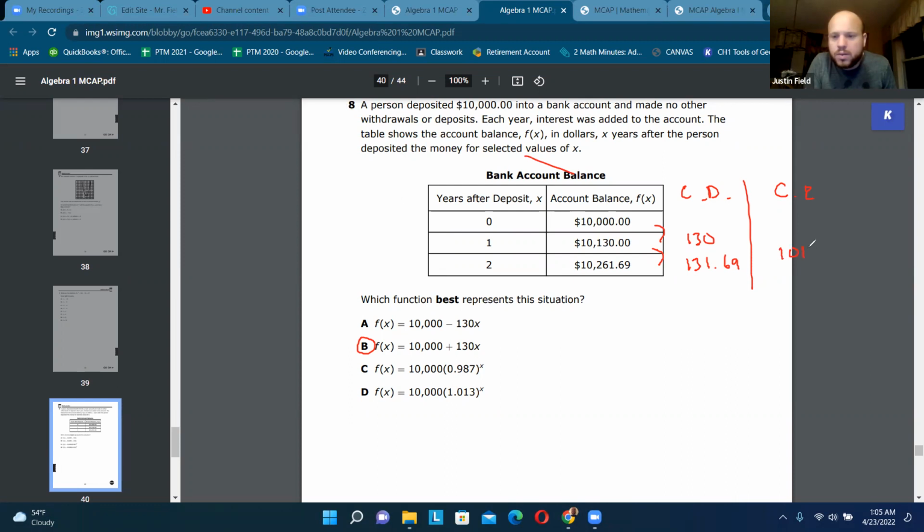So 10,130 divided by 10,000 is 1.013. And so that is our common ratio. That goes right there. Our y-intercept goes right there. So fine, it's D. But only because the answer key said so, not because I think it has to be, because I think it could be a linear function too.